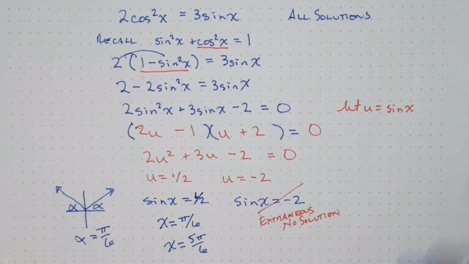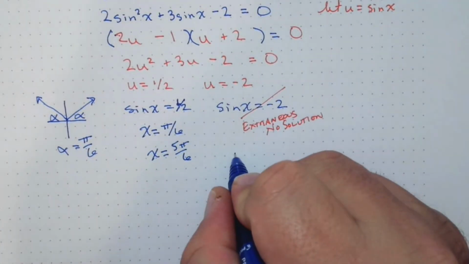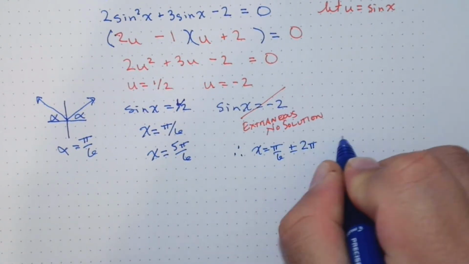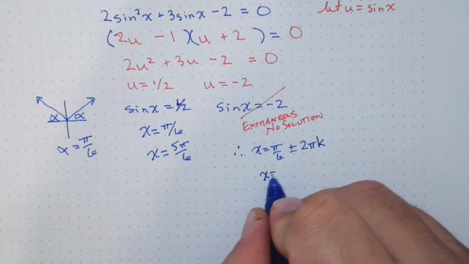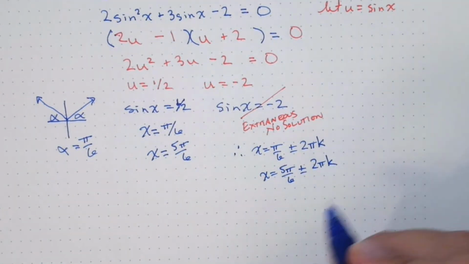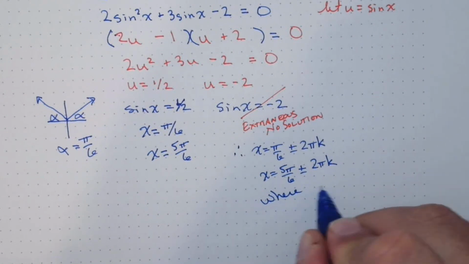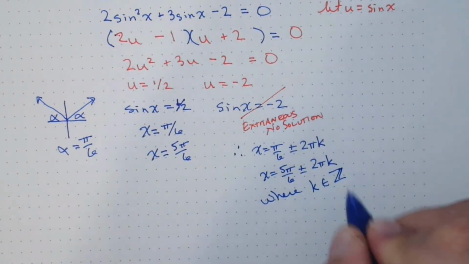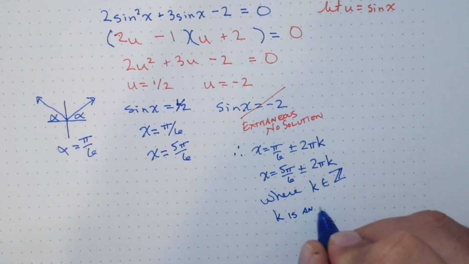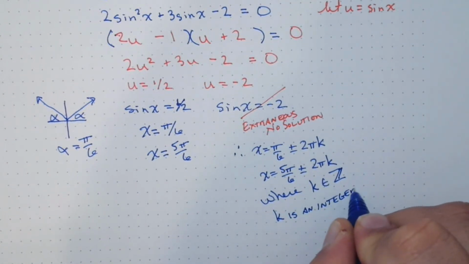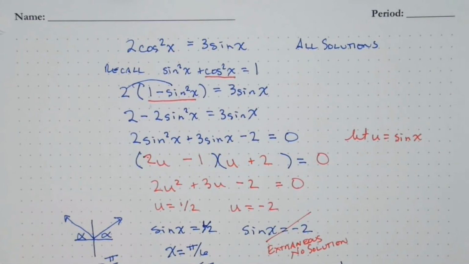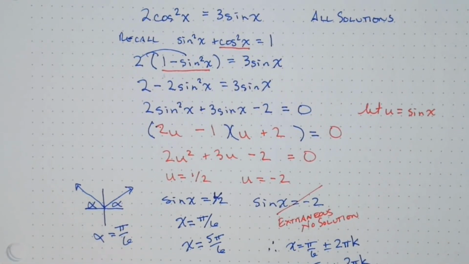So if I want all of my solutions, I'm going to have x equals pi over 6 plus or minus a multiple of my period, or x equals 5 pi over 6 plus or minus a multiple of my period. And once again, where k is an integer, and you can write that in words, where you could say k is an integer. So, little details on how to solve, and once again, more practice is going to help you. Okay.